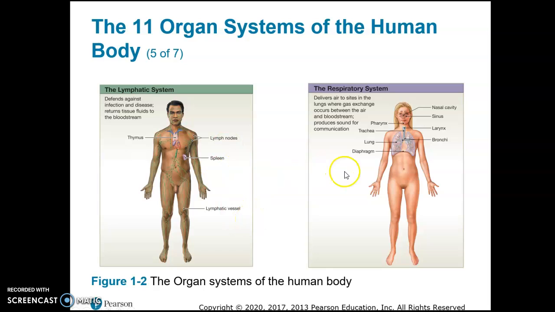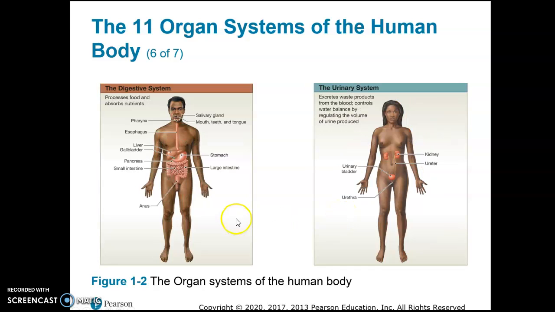against infection and disease. Then we have the respiratory system, which is your breathing, of course, and the exchange of oxygen and carbon dioxide with your tissues and your blood. So that's going to include your lungs and your airways.